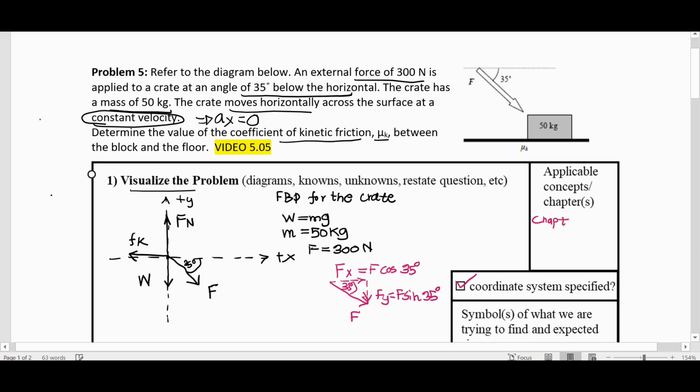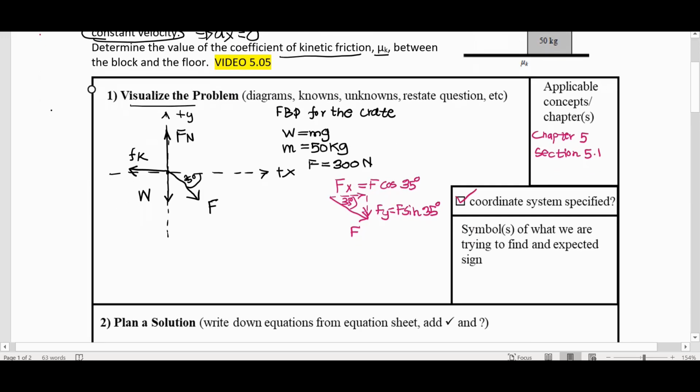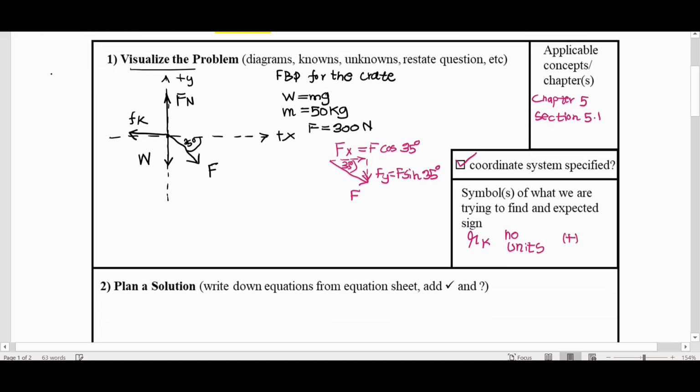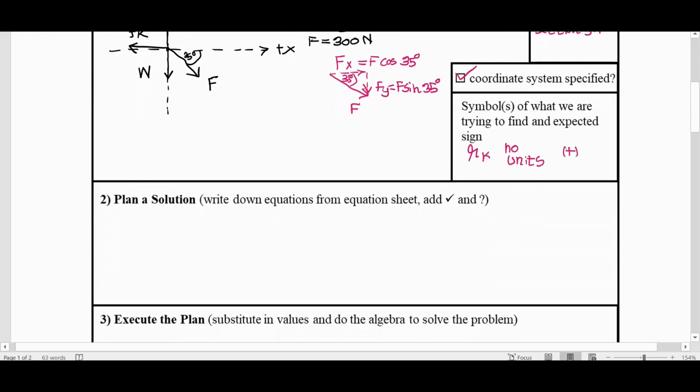Now we have defined the coordinates and the applicable concepts. This is chapter 5, section 5.1, which involves friction. Let's see what we're trying to find, and the expected sign of what we're trying to find. We're trying to calculate the coefficient of kinetic friction, and the unit: there's no unit for the coefficient of kinetic friction. And then the sign: in general, the coefficient of kinetic friction should be positive. It's not a vector, it's just a coefficient, but it's not negative. And then let's plan our solution.